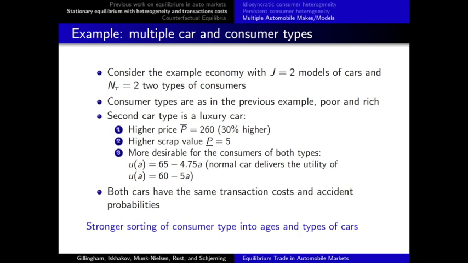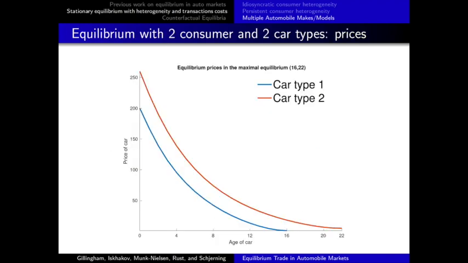So the model predicts there's going to be a strong sorting of consumer types into ages, into types of cars, just like before. So now we just open up and make some of these cars different, to give them different properties. And that gives different types of sorting, just like we saw in the beginning with the heavy and light vehicles, where some of the medium quintile consumers would actually buy new smaller vehicles because they could sell them to some of their even poorer.